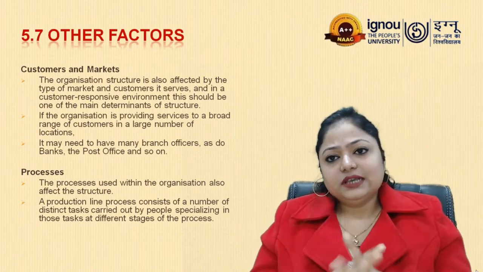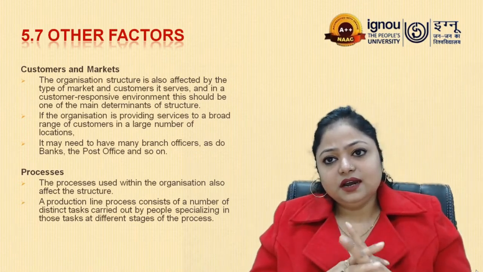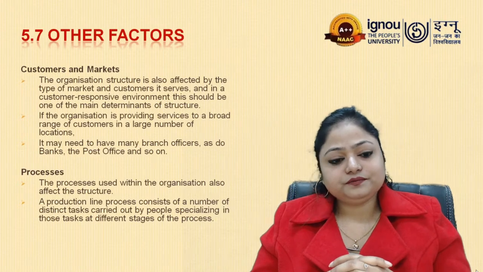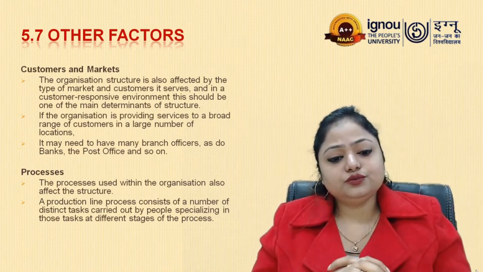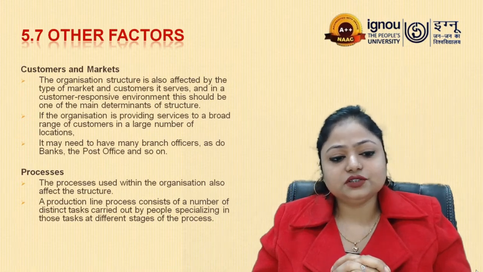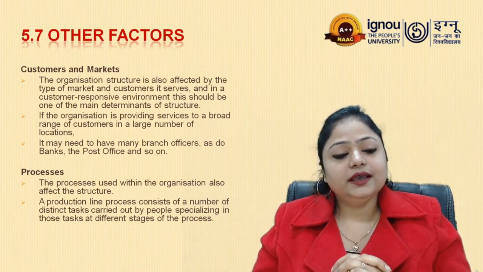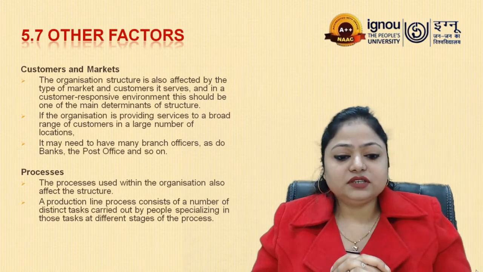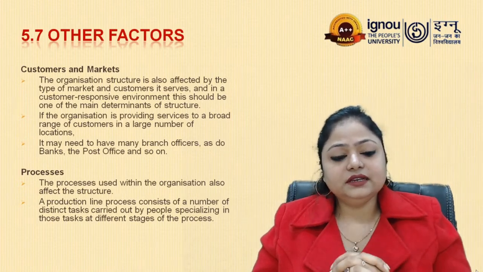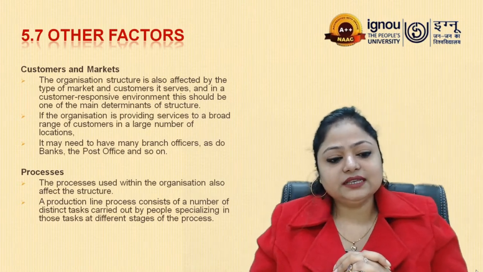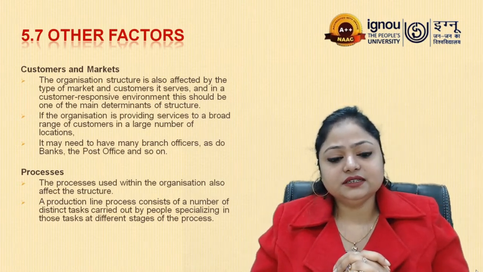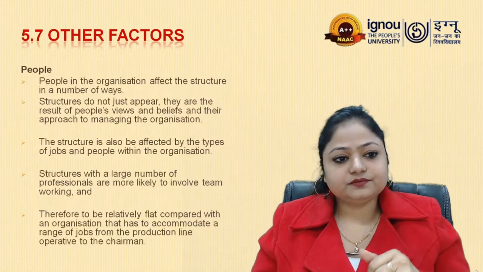Then there are various processes that are conducted for the entire organization. The processes used within the organization also affect the entire structure. For example, a production line process consists of a number of distinct tasks carried out by people specializing in those tasks at different stages of the process.